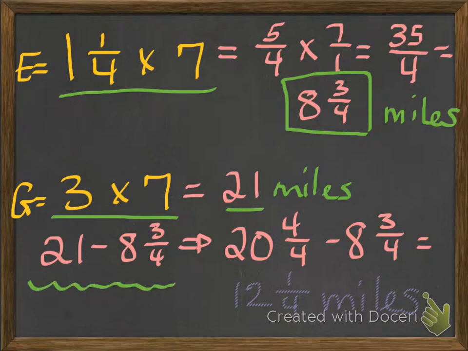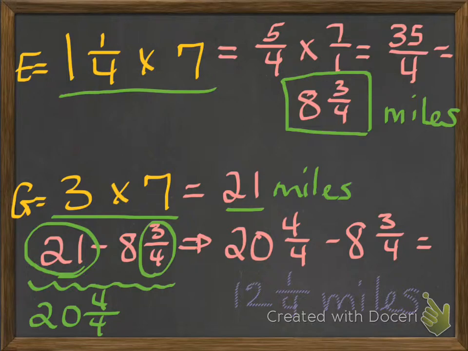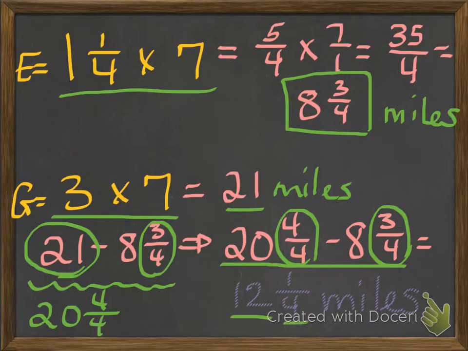In order to do that, I'm going to have to change this 21 to a mixed number. So I'm going to take away 1 whole, and that makes 20, and then take that 1 whole and change it to 4/4, because I know 4/4 equals a whole, and now I can subtract this 3/4 away from the 4/4. And that's what I did over here. 20 4/4 minus 8 3/4. So I subtract the fractions first. 4/4 minus 3/4 is 1/4, and then 20 minus 8 is 12. So Gunnar walked 12 1/4 miles more than Ethan ran.